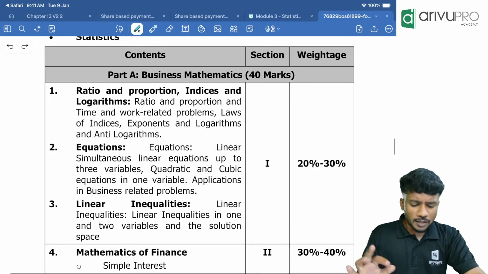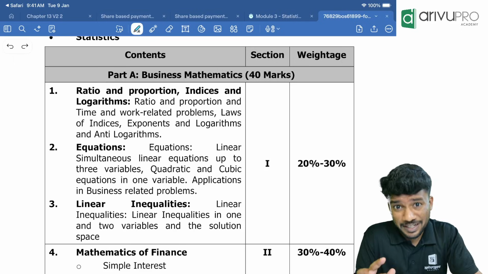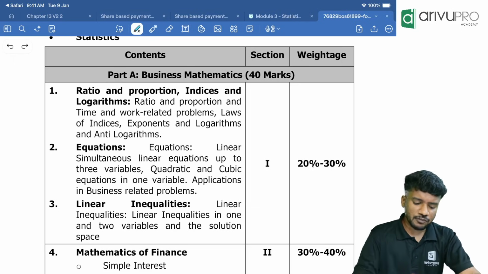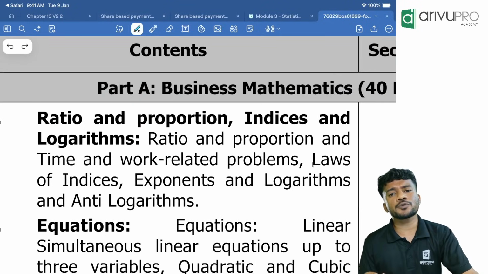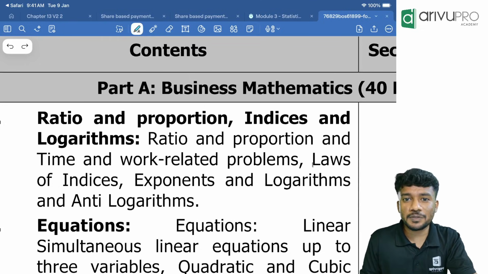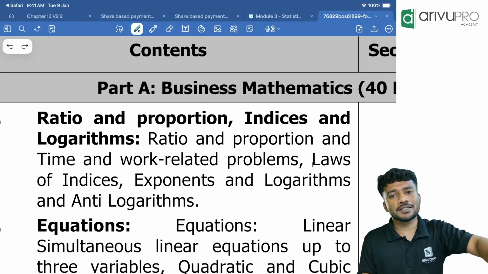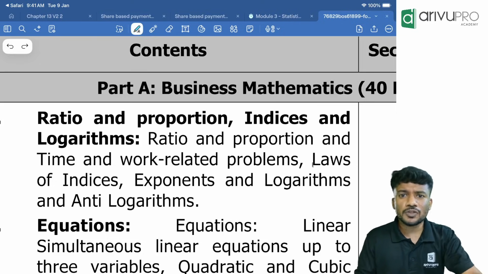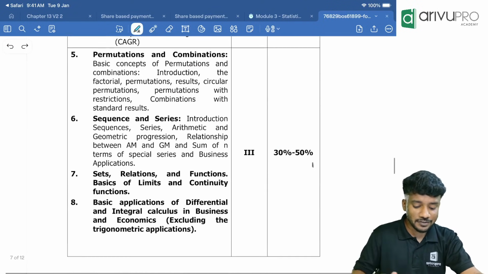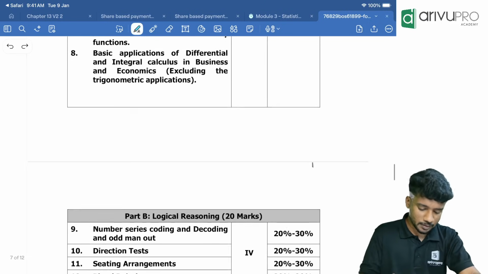When I say 3 chapters, in accounting also I told you 7, 8, 9. Likewise here chapters 1, 2, 3 will give you up to 12 marks. It means if the weightage of ratio, proportion, indices and logarithm is increasing, that means they are asking for 6 marks from chapter 1, then accordingly they will reduce it from chapter 2 and chapter 3, so that in total they will ask you 12 marks from those 3 chapters. Then 5, 6, 7, 8 can give you up to 20 marks.